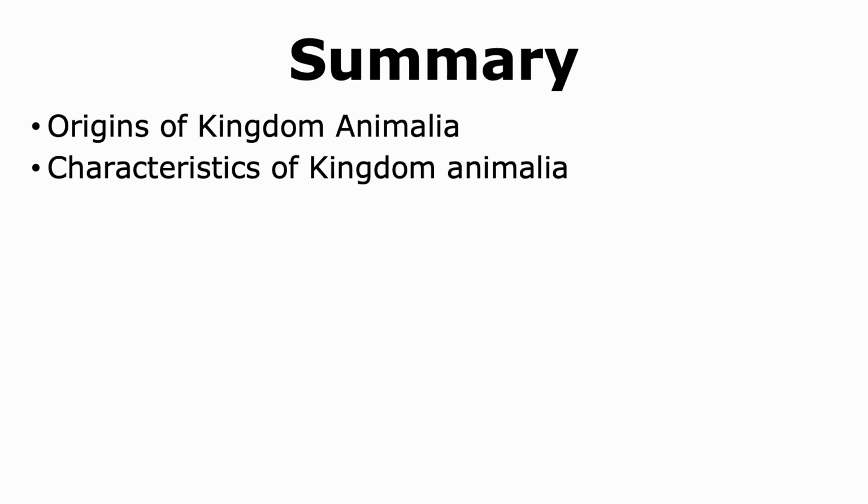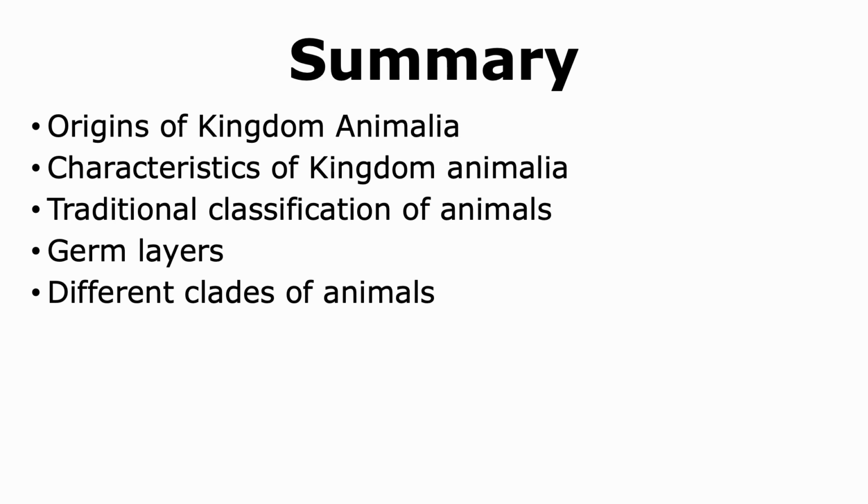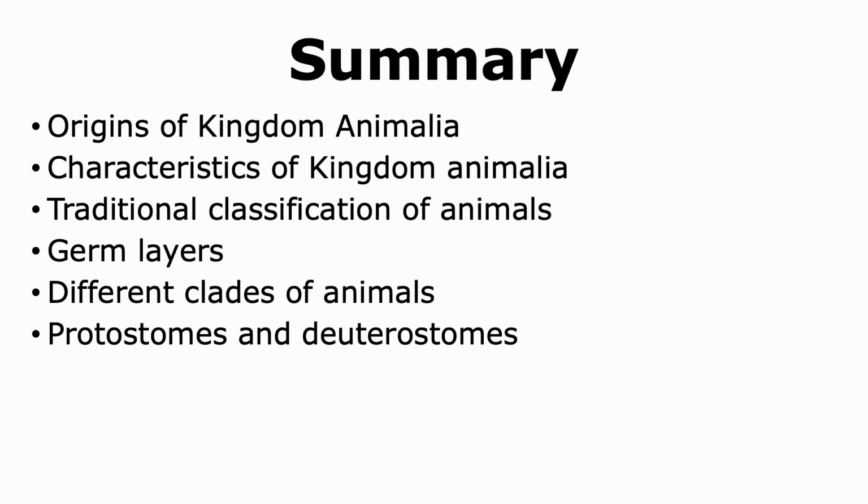With this, we come to the end of our talk where we learned about the origins of kingdom Animalia as well as some features of organisms that are in the kingdom of Animalia. We also learned about the traditional classification of animals and the different phyla that are present. We also learned about germ layers and how animals can be diploblasts or triploblasts. We learned about different clades of animals and how to differentiate between protostomes and deuterostomes.